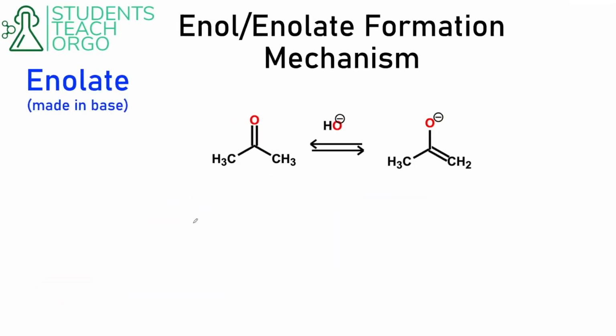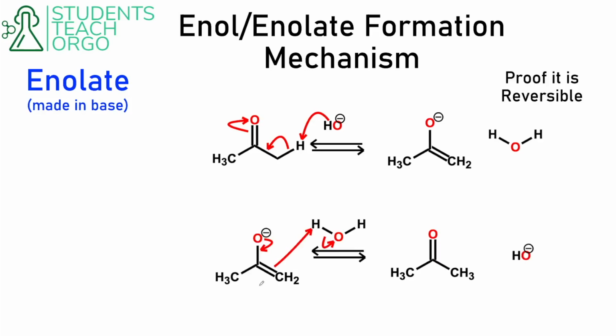Alright, and now for the enolate formation mechanism in aqueous base. So the first step is that hydroxide is going to extract that proton from the alpha position of this ketone here. We will push the double bond, the electrons that make the pi bond, up onto the oxygen to get a negative charge, and it's that simple. Just those 3 arrows right there are all you need to know to make an enolate in base.